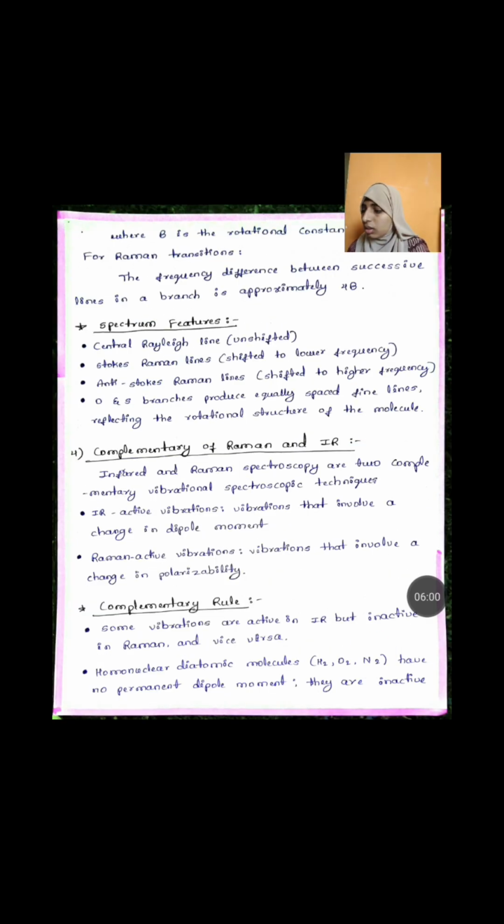B is the rotational constant. For Raman transitions, the frequency difference between successive lines in a branch is approximately 4B. This is rotational fine structure. Next we discuss spectrum features. The center Rayleigh line is unshifted. Stokes Raman lines are shifted to lower frequency. Anti-Stokes Raman lines are shifted to higher frequency. O and S branches produce equally spaced fine lines reflecting the rotational structure of the molecule. These are the spectrum features.